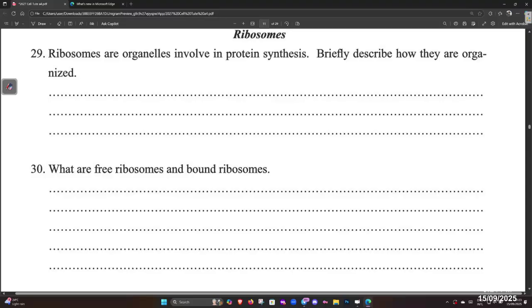Ribosomes are organelles involved in protein synthesis. Briefly describe how they are organized. They consist of two subunits, made of rRNA and proteins.